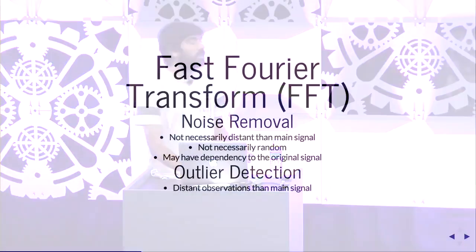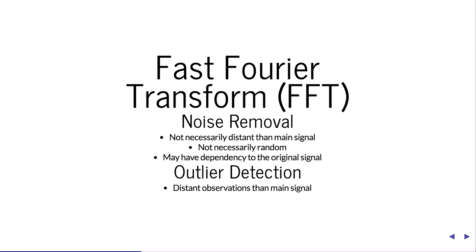We know a powerful tool, FFT, to deal with time series signals. FFT is useful for both noise removal and also outlier detection. Noise differs from outliers in the sense that it is not necessarily distant from the main signal. It may travel on top of the signal, and it is also not necessarily random. It may be modeled as Gaussian noise, or some background process may generate the noise, and it may also have a dependency on the original signal.